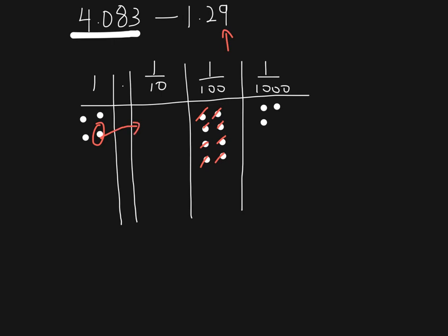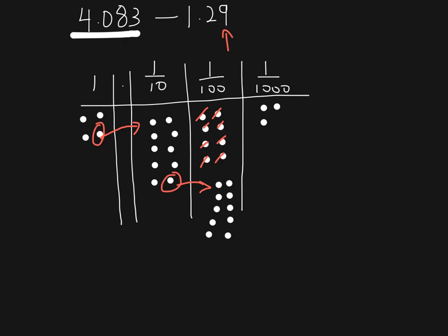So I'll go ahead and put those down. 1, 2, 3, 4, 5, 6, 7, 8, 9, 10. Okay? And now I'm going to move one of those tenths over to the hundredths place, and it's going to become 10 hundredths. 1, 2, 3, 4, 5, 6, 7, 8, 9, 10.